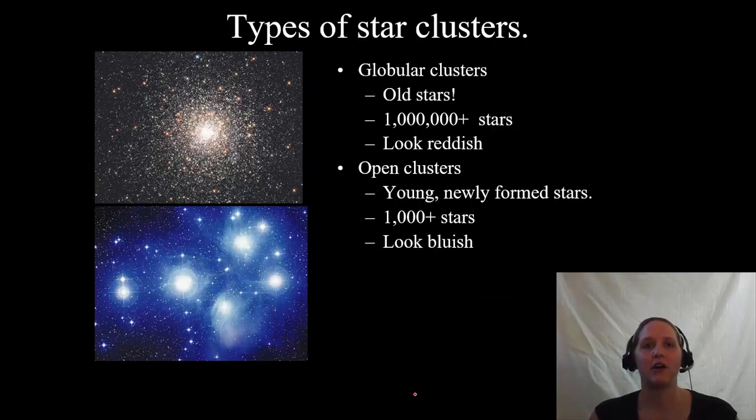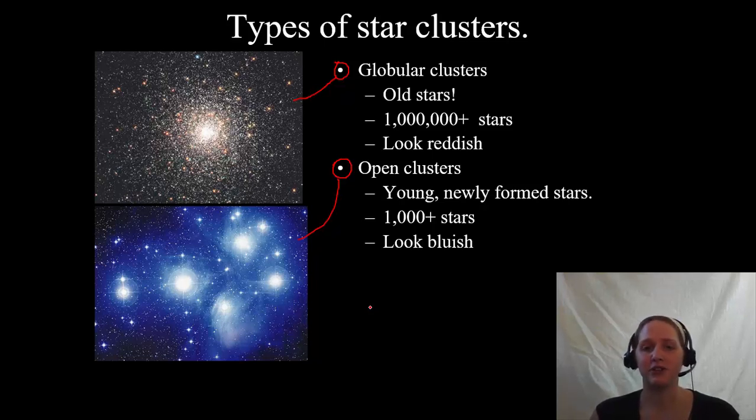In our galaxy, there are two main types of star clusters. Globular clusters, and here's what a globular cluster looks like, and open clusters, and here's a picture of an open cluster. Globular clusters tend to be really, really old. The stars in a globular cluster formed while the galaxy was forming. So these are old stars. Globular clusters tend to have 1,000,000 stars or more, and roughly would look reddish to your eye. They mostly are filled with low mass stars.